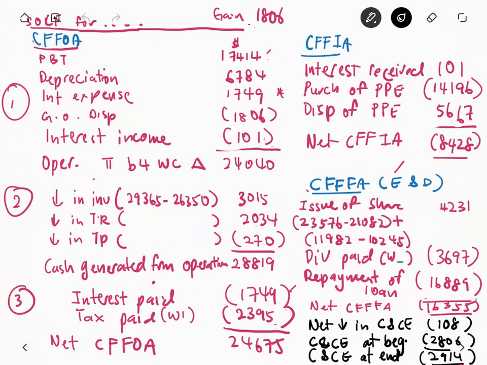Investing activity. Okay, investing. If I issue share, I receive money in, under O, I, or F? F, financing. Dividend paid has to be paid to shareholder. Shareholder is under financing. Okay?